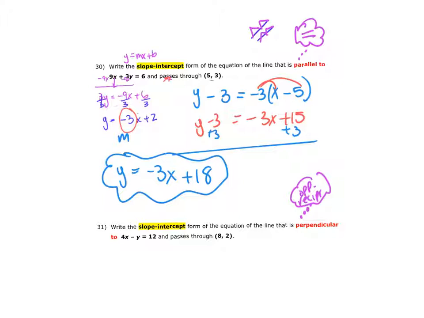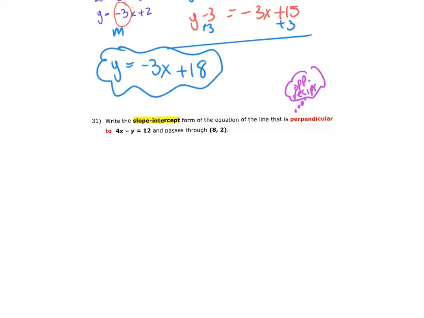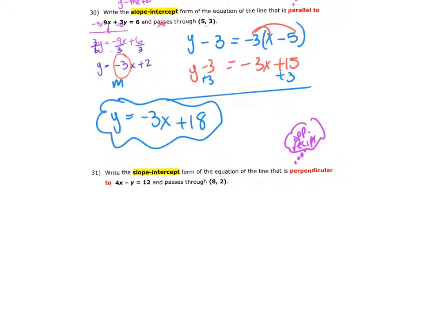In a similar way, when we're working with perpendicular lines, we do the same exact process. We find the slope of the line we're perpendicular to. We remember that the new line is opposite and reciprocal. And then we use this point. So to get the slope of this, what do I have to do first? Put it in slope-intercept form.